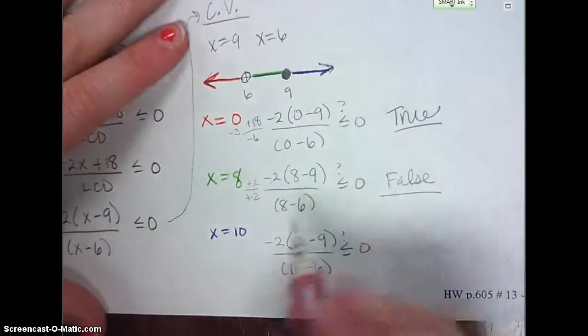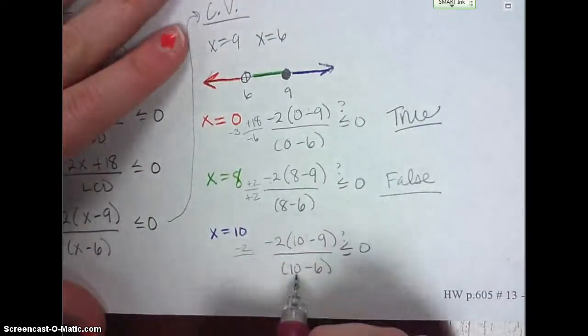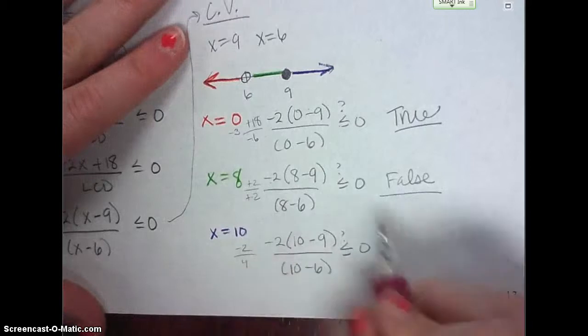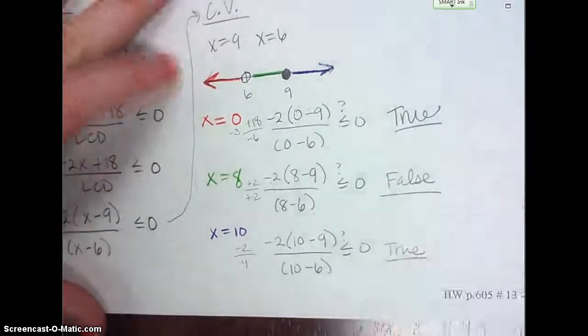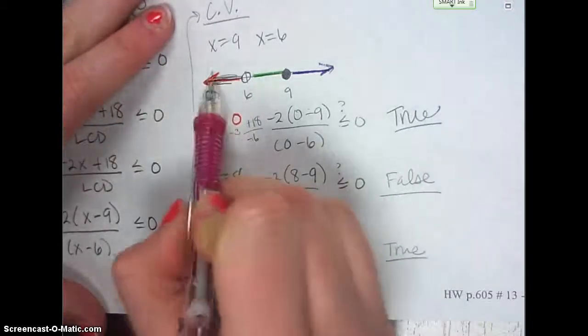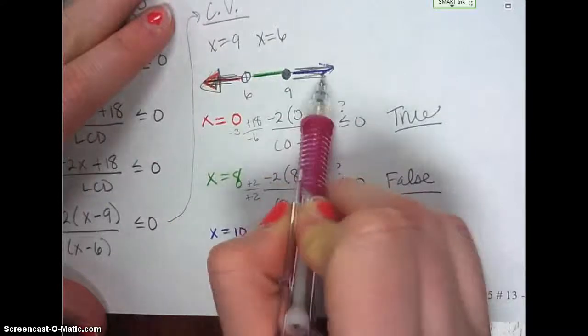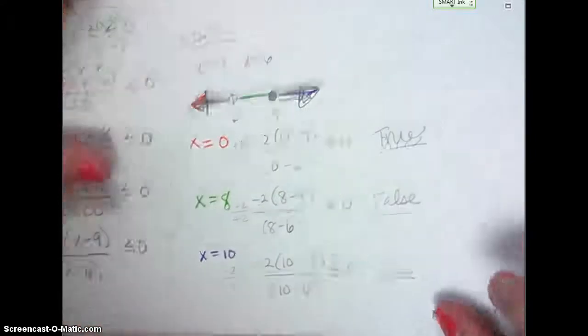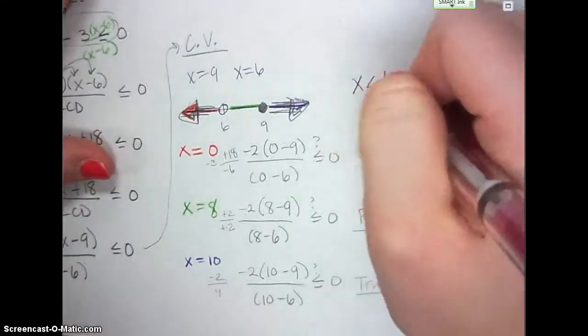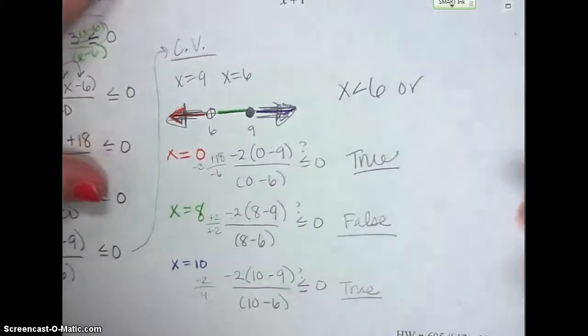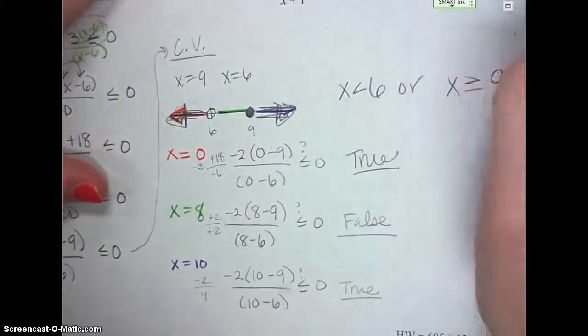And the third one, negative 2 times 1 is negative 2 over 4. That would be negative 1/2. That is less than 0, so that's true. So this one's like the first one where we have the two outer intervals shaded. So we have x less than 6 or x is greater than or equal to 9.